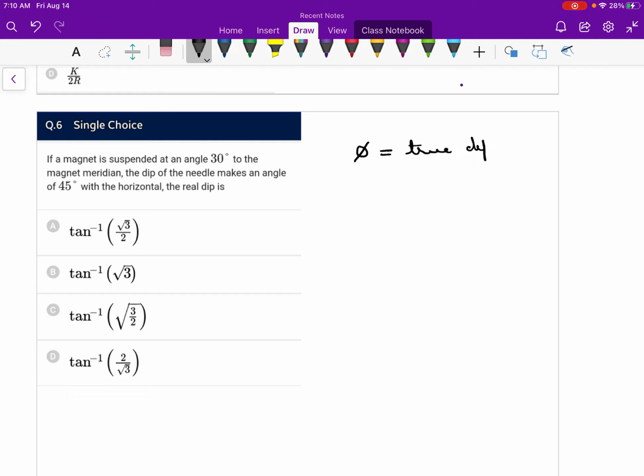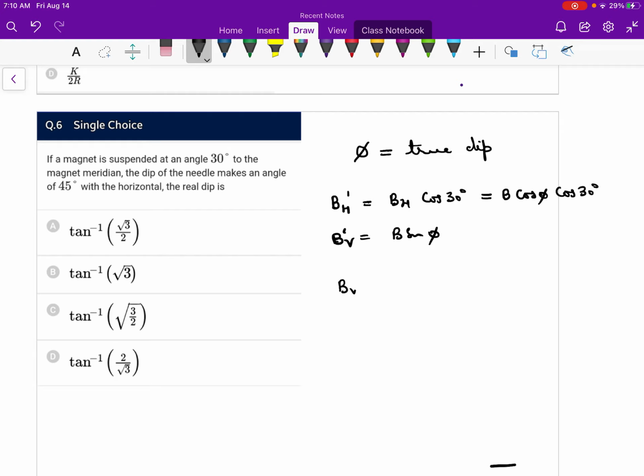Phi is the true dip. A magnet is suspended at an angle of 30 degrees to the magnetic meridian. The dip of the needle makes an angle of 45 degrees with the horizontal. BH dash in this plane is BH cos 30 degrees, which is B cos phi into cos 30 degrees, and BV in this plane is B sin phi. BV dash is BV, which is B sin phi.